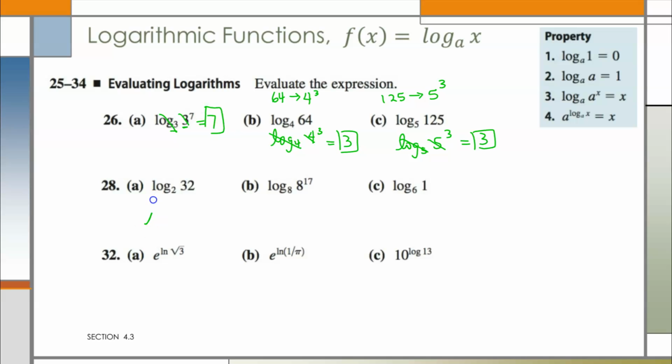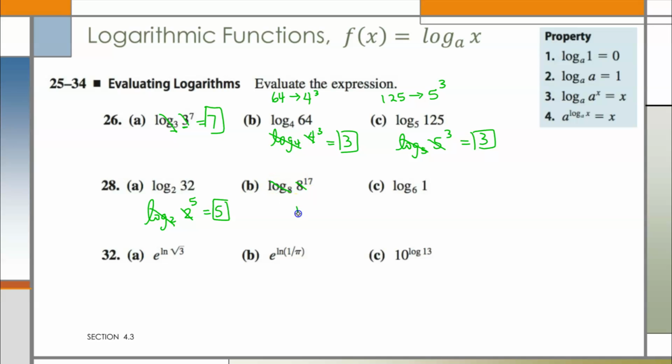Okay, so continuing on with examples, log base 2. Can we raise 2 to a certain power to get 32? That's going to be 2 to the 5th. 2 to the 5th is 32. Since these are the same base, they're inverse functions, they undo one another, we would be left with 5.